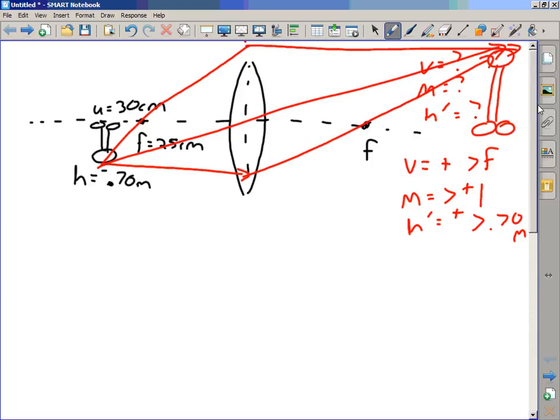First thing that's easiest to use here is my thin lens equation. 1 over the focal length equals 1 over u plus 1 over v. Bring it all down. Okay. So now that's 1 over 25 minus 1 over 30 equals 1 over v. Okay. So 1 over v equals, what's 1 over 25 minus 1 over 30?